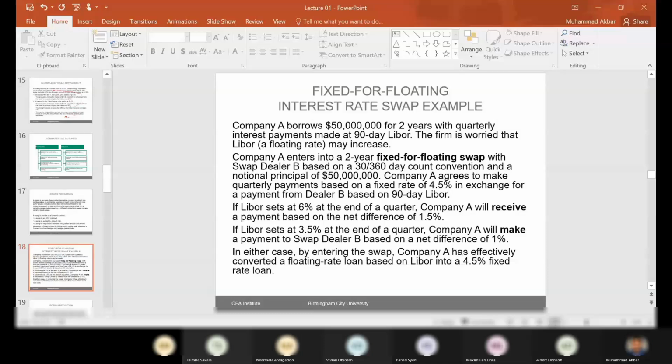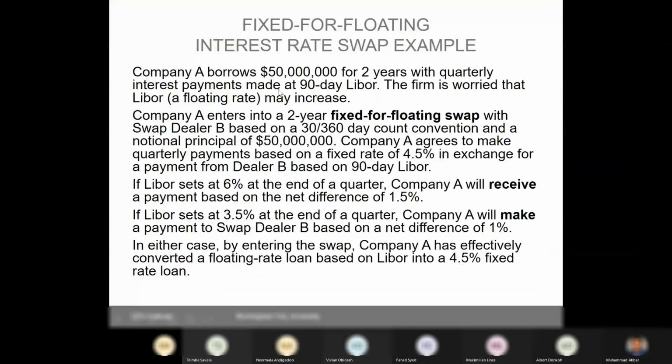So now company A is running the risk that LIBOR may rise, which will increase its borrowing cost. Company A enters into a 2-year fixed for floating swap with swap dealer B based on a 30/360 day count convention and a notional principal of 50 million. So what is happening? It is trying to swap its floating rate payments with fixed rate payments. In the agreement, what will happen? Company A will make quarterly payments based on a fixed rate of 4.5% in exchange for a payment from dealer B based on a 90-day LIBOR.